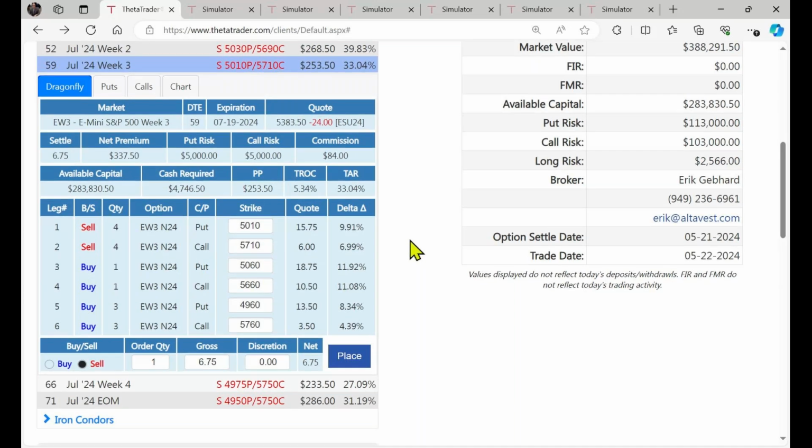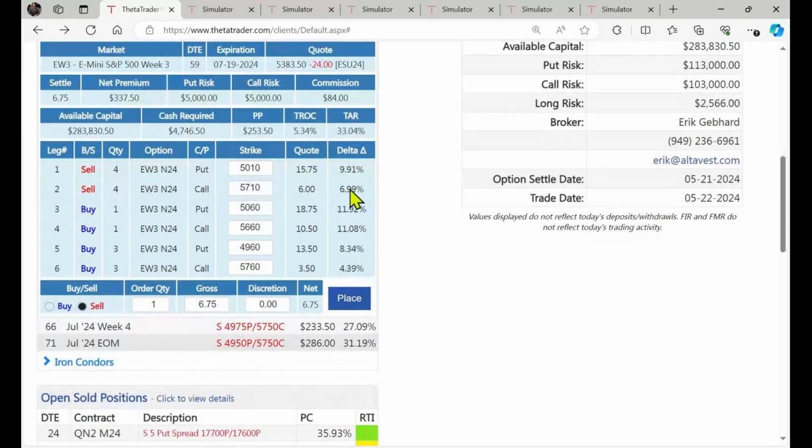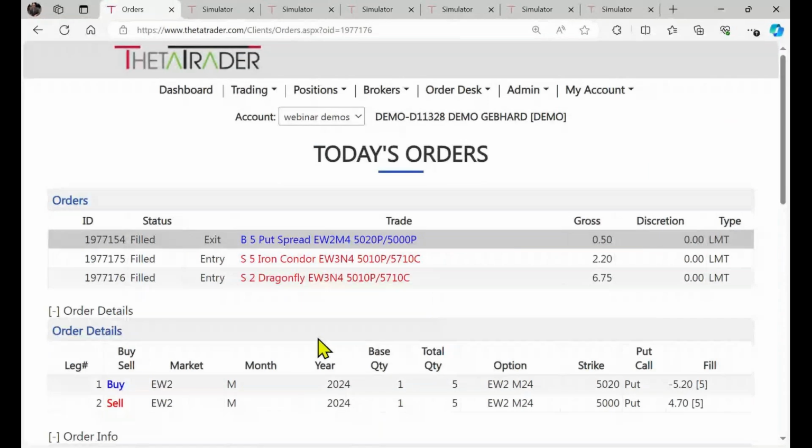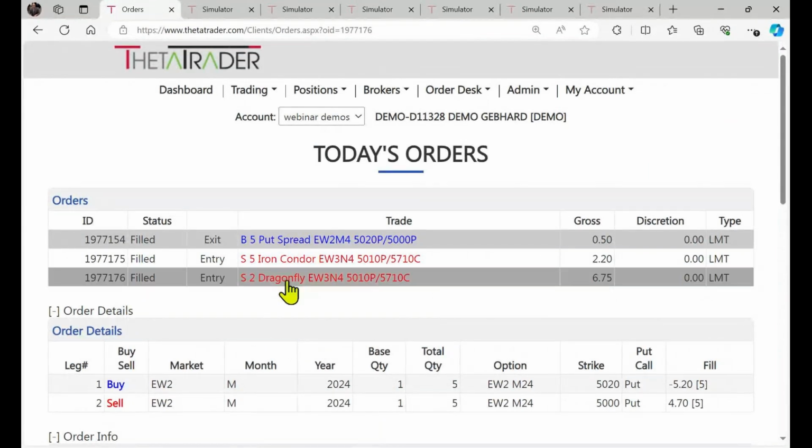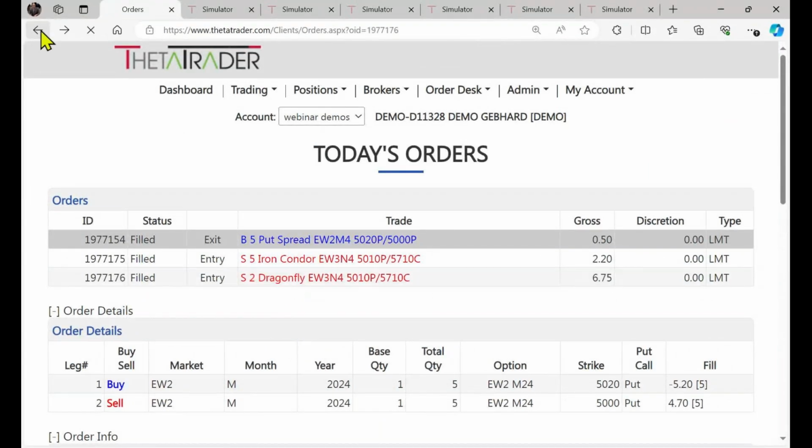You can see the deltas here on the puts and calls are the same because it's actually the same strikes that the algorithm chose. And we're selling here. We can do maybe 2 of these. Your cash required goes up, your profit potential goes up, and then we'll place that order. And there you go. It just assumes that you're filled, and it's just that simple.